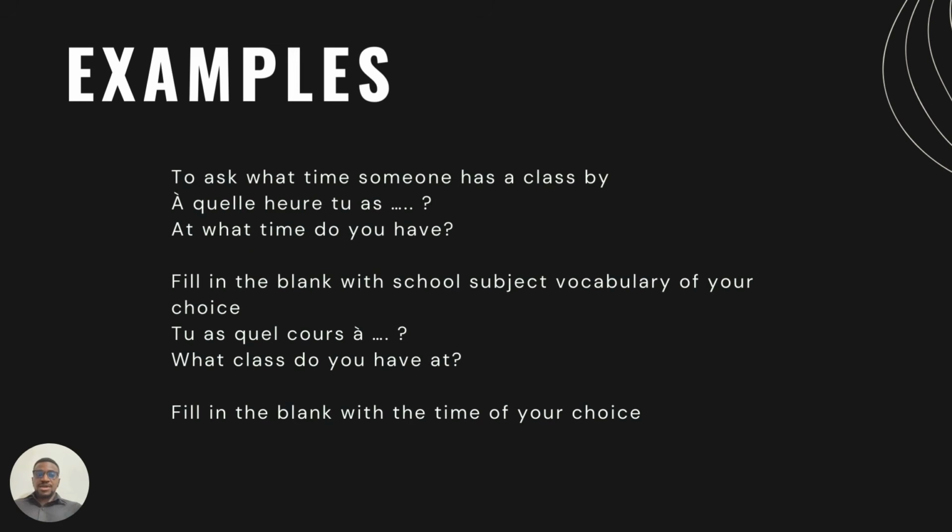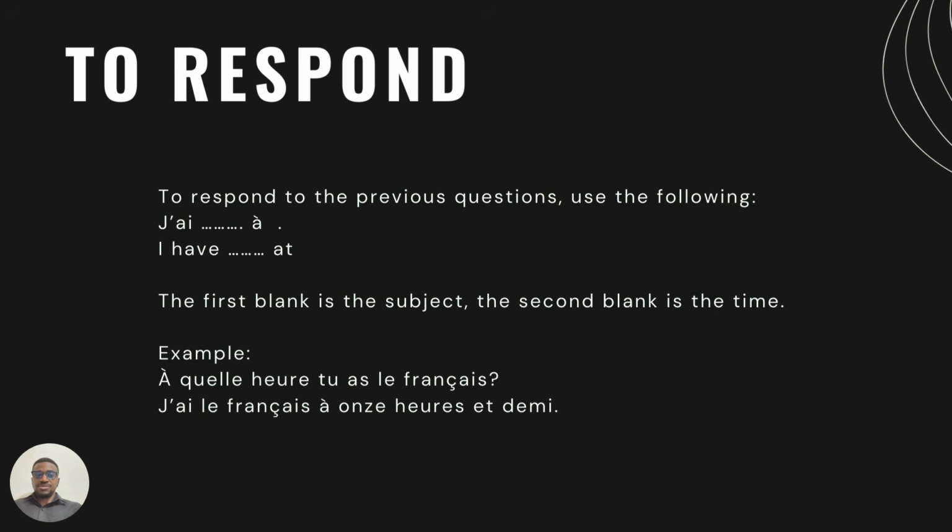To ask someone, à quelle heure tu as? What time do you have? Tu as quel cours à? What class do you have at? And now to respond, j'ai le français, I have French, à 13h30. I have French at 13:30. Or j'ai le portugais, I have Portuguese à 8h du matin. I have Portuguese at 8 in the morning. In this example: À quelle heure tu as le français? J'ai le français à 11h30.